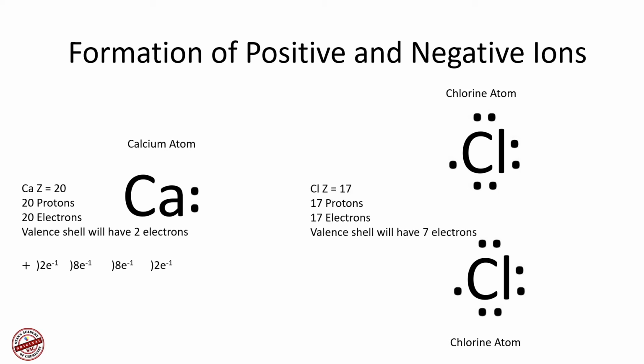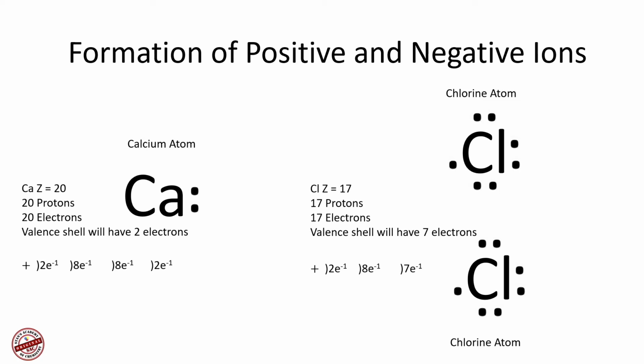For chlorine, again 17 protons, 17 electrons, and 7 electrons in the valence shell. So 2, 8, 7. The 7 electrons are represented in the 2 chlorine atoms. The formula says there is 1 calcium and there are 2 chlorine atoms. So we have drawn both of them. Now, if you look at the number of electrons in calcium, there are 2 electrons. And chlorine requires only 1 electron. So the second electron still has to be used. That's why we have taken the second chlorine atom.